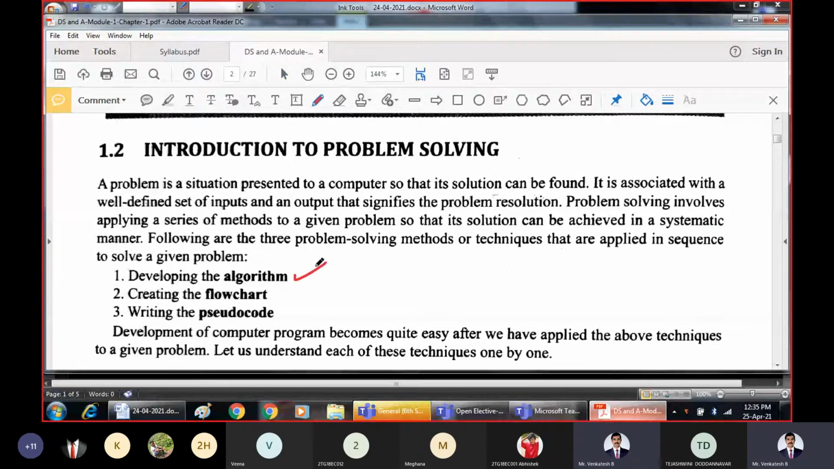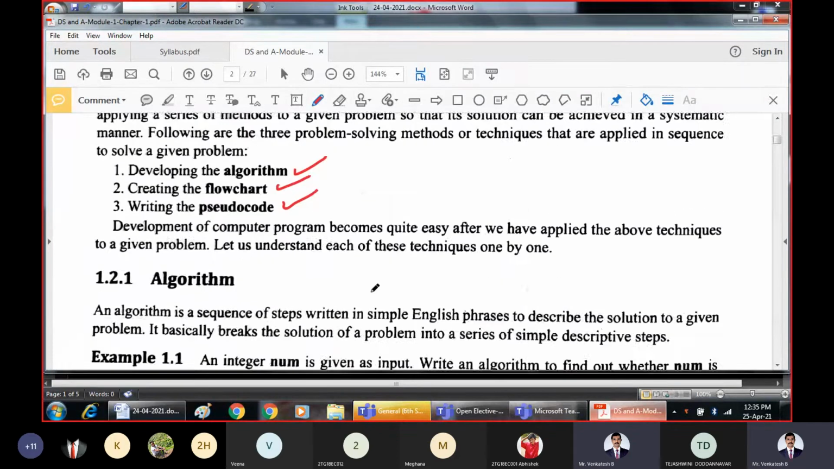What an algorithm is, we will study right now. Then the second approach is to write a flowchart for that. A diagrammatic representation of the given algorithm is called a flowchart. The third approach is we can write the pseudocode for the problem. So these are the three approaches for solving the problem.